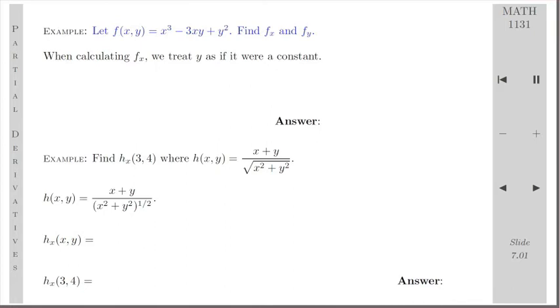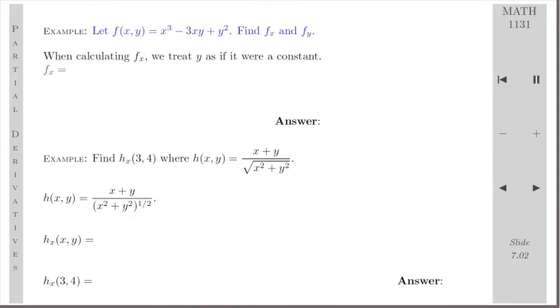So let's start by looking at some simple example. The simplest case is a polynomial, which is what we have in this example. The function is x cubed minus 3xy plus y squared. To find the partial derivative with respect to x, so f sub x, I pretend that y is a constant.